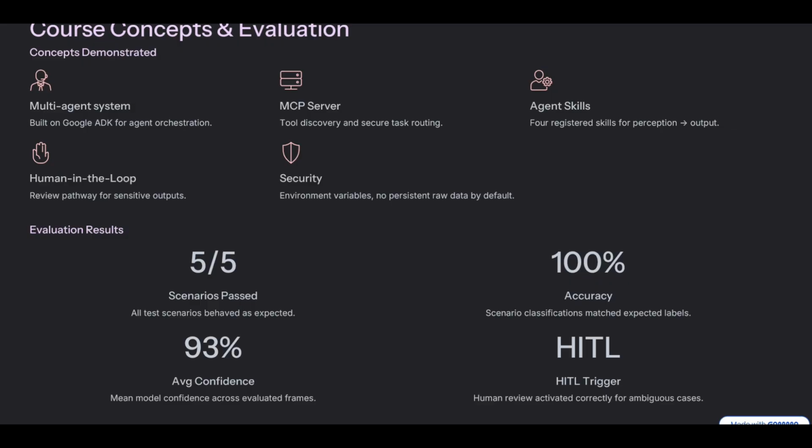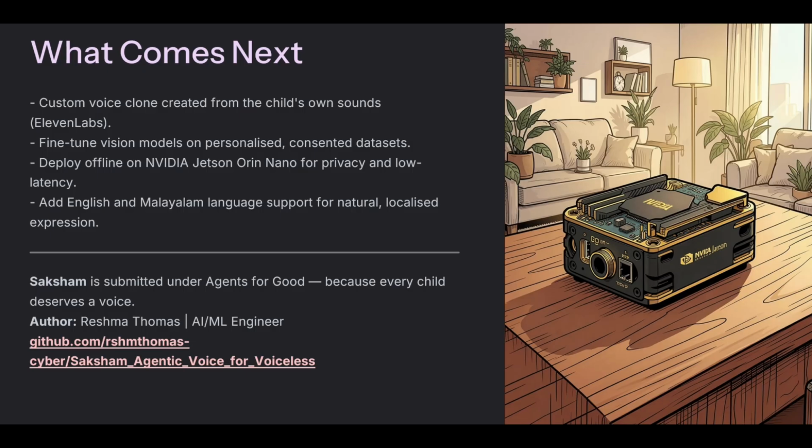Now, what's the future? The future roadmap includes a custom voice clone that's built from her own sounds, a fine-tuned vision model trained on her personal data, and deployment on NVIDIA's Jetson Orin Nano for fully offline private use. Saksham is submitted under the track Agents for Good, AI for Good, and it is a capstone project that is submitted for the Google Kaggle AI Agents course.